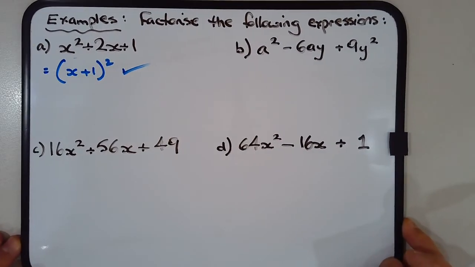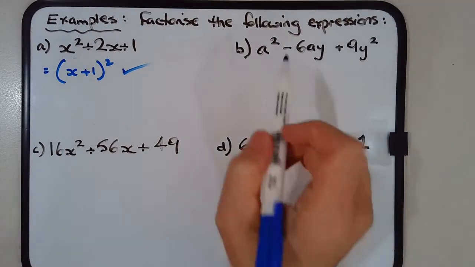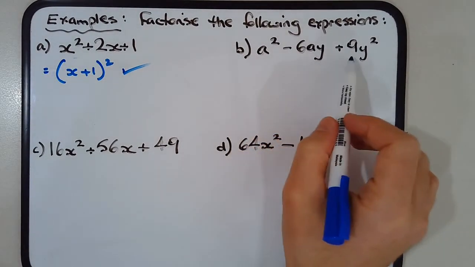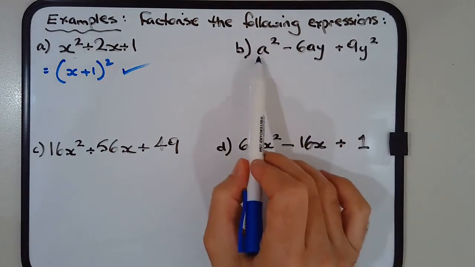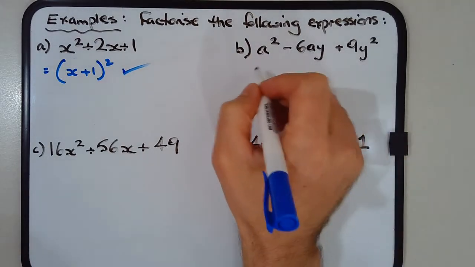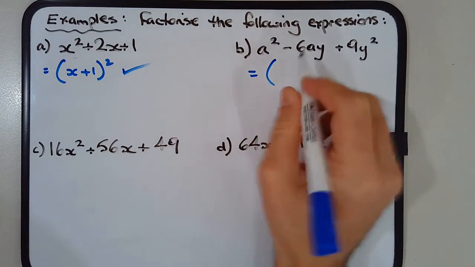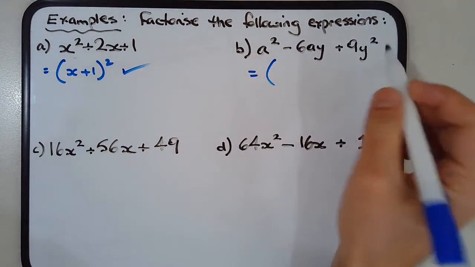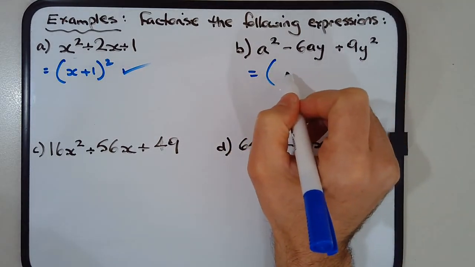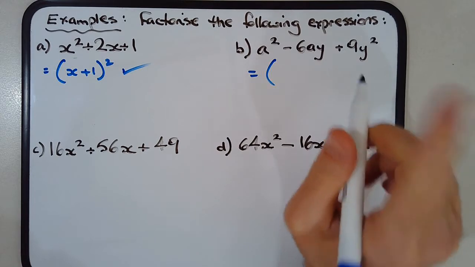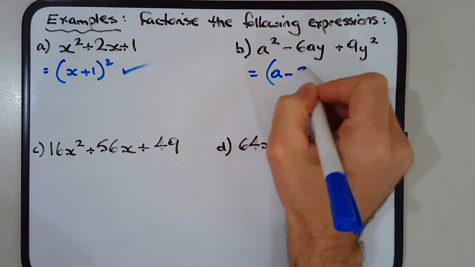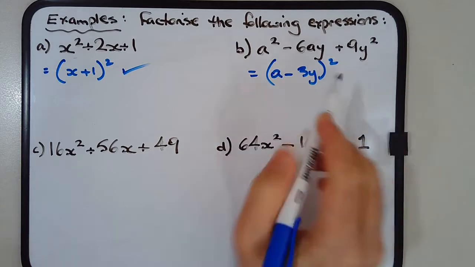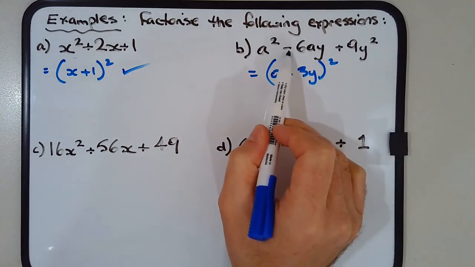All right, what about part b? a squared minus 6ay plus 9y squared. Again, interesting to note that the first term and the last term are square numbers. So we suspect that the perfect square is going to be a minus 3y all squared, because the middle term is negative. This doesn't always work, so we always need to make sure we check this.